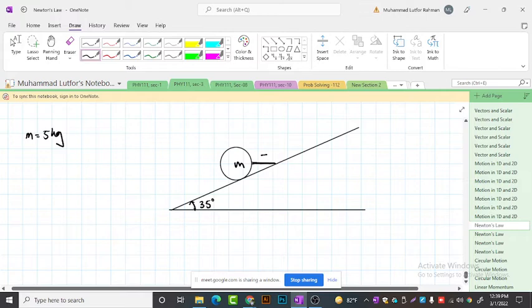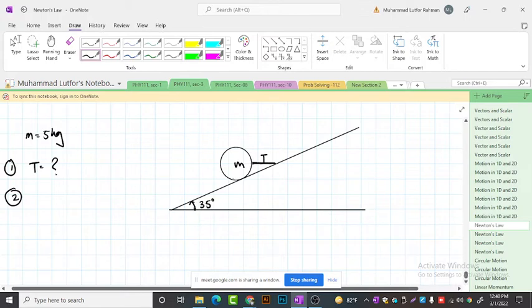Now they asked two questions. Calculate the tension in the string, which is the first question. The second question is: how hard does the surface of the ramp push on the ball? That means how much force the surface will apply on the block, which is basically the normal reaction force. We have to find that out. For that, I have to draw the free body diagram.